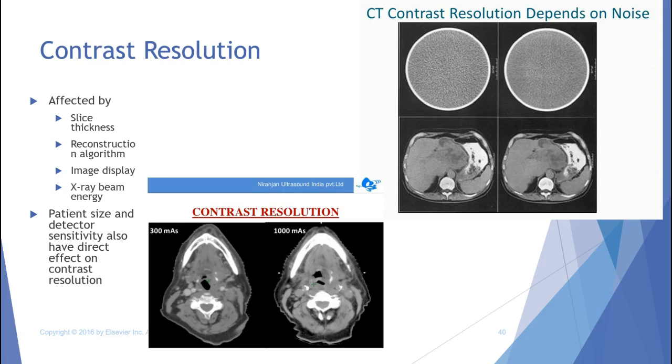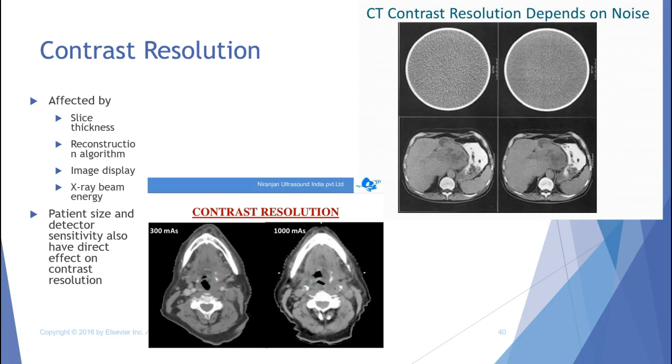Okay, contrast resolution is affected by your slice thickness, your reconstruction algorithm, which is what we talked about, standard versus bone, things like that. Your image display, so if your monitor is not set appropriately or calibrated, it's going to affect your contrast resolution. And your X-ray beam energy, so just like X-ray, if you have more photons making the picture, you're going to have a better, clearer picture than if you're not using enough dose.